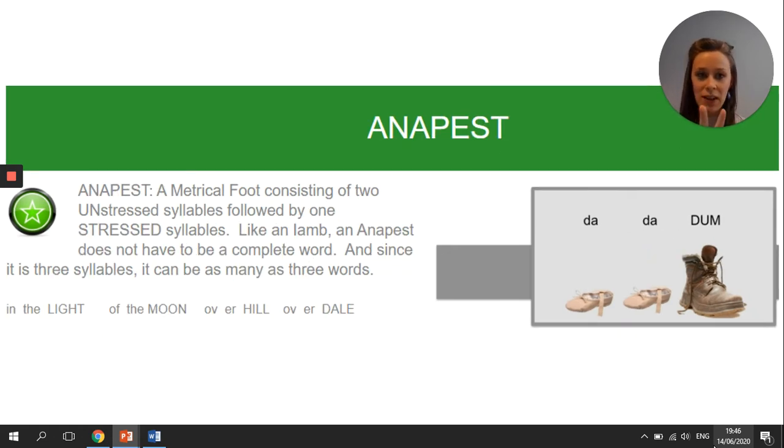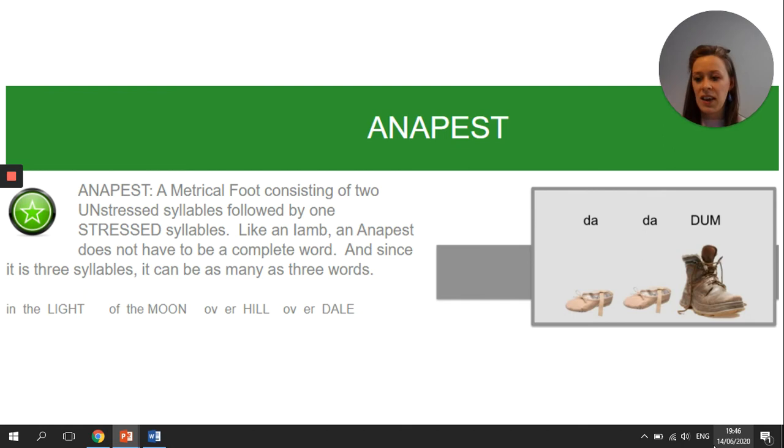Okay, the second one, and this is primarily for Year 8, but still helpful for Year 7, is the anapest. An anapest has got a different shape. It's da-da-dum. So you've got 2 quiet, unstressed syllables and then 1 stressed syllable. Okay, so if you think of it as 2 ballet shoes and then 1 big boot. And there's lots of poets who use this. It gets a lovely galloping sound. It's great for poems about horses and dancing. It's great for poems where you want to have a kind of exciting lilting motion.